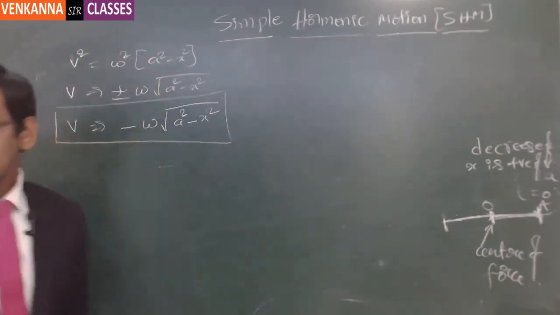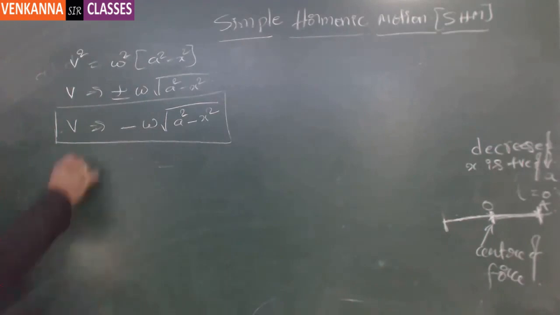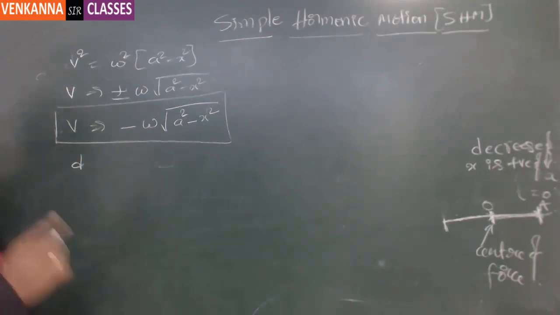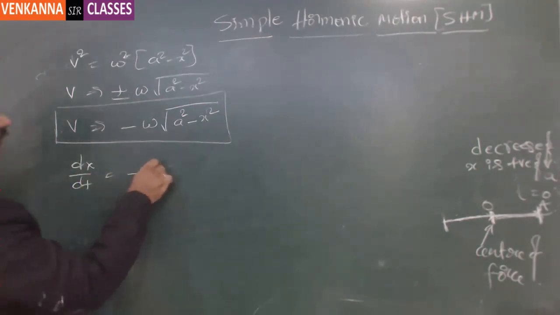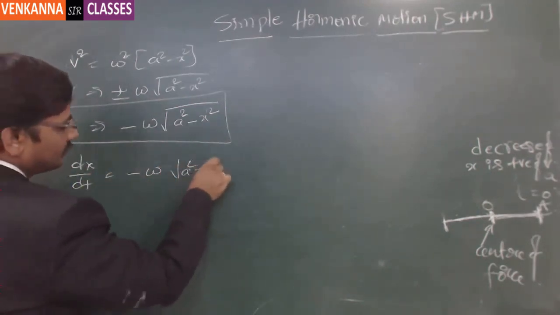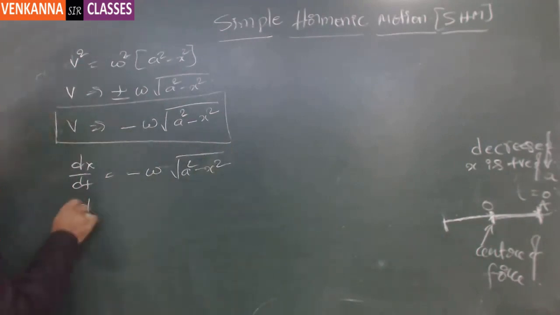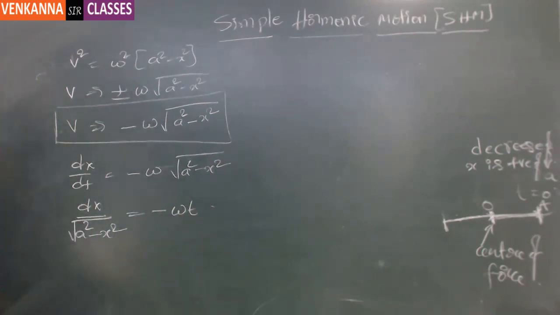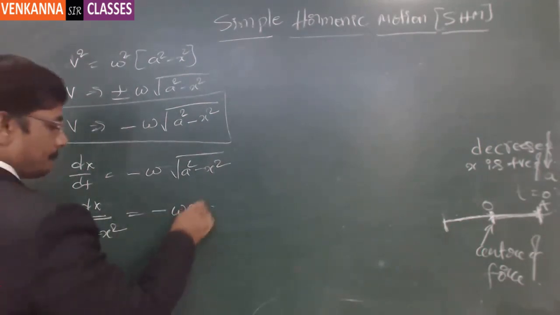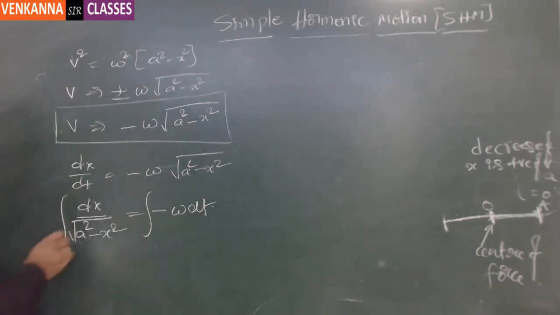Got it? Now with this understanding, we can derive the relation between the displacement and time. So this is dx by dt is equal to minus omega times the square root of a square minus x square, and then dx by square root of a square minus x square is equal to minus omega dt. Now if you integrate on either side, we can get the relation between x and t.